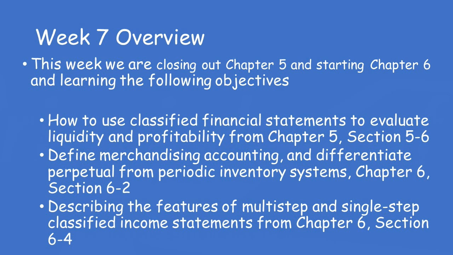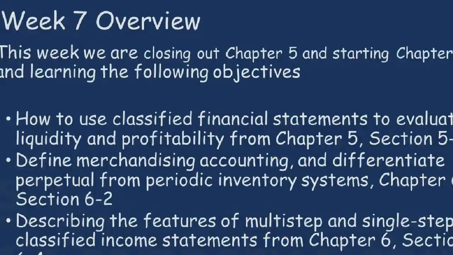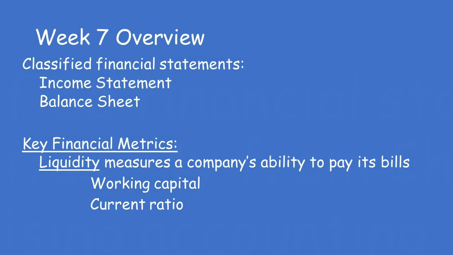That's from chapter 5. You can check out section 5-6 on that one. We're going to be defining merchandising accounting and differentiating between perpetual and periodic inventory systems. That's out of chapter 6, the early part of chapter 6, section 6.2. And then we're going to be describing the features of multi-step and single-step classified income statements from chapter 6. That's actually more complicated than what it really is. That's in section 6-4.